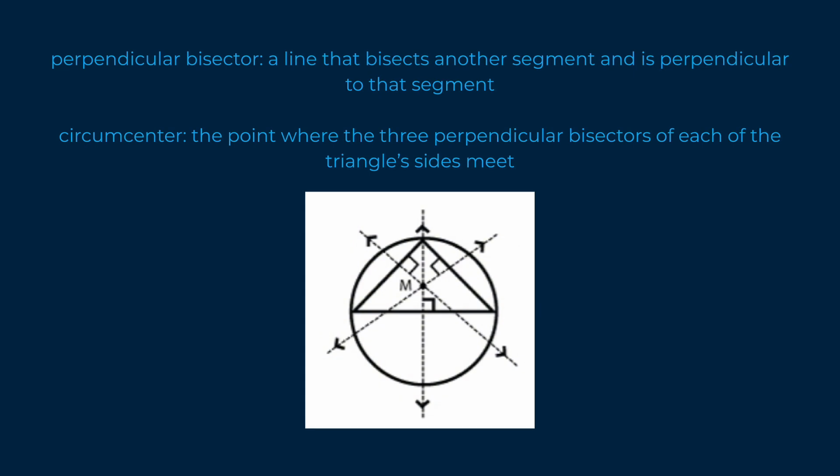And since a triangle has 3 sides, has 3 segments, the circumcenter is the point where the 3 perpendicular bisectors of each of the triangle's sides meet. And you can try this out. Draw out the 3 perpendicular bisectors of a triangle, and they all will intersect at one specific point.